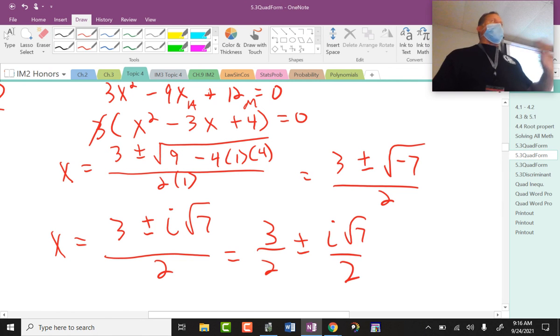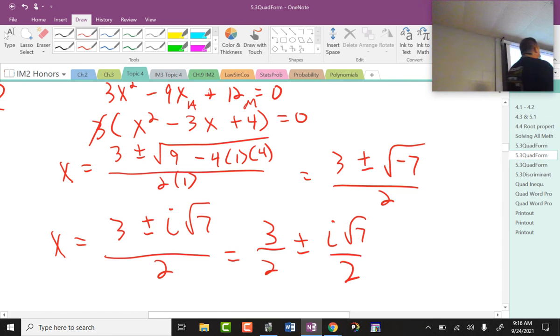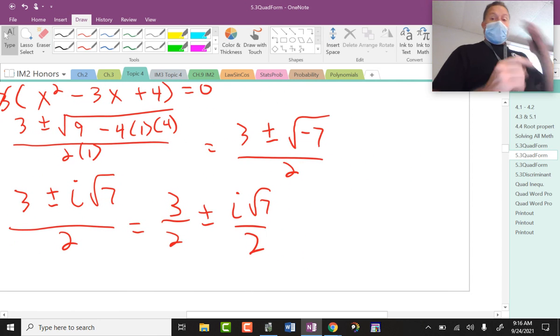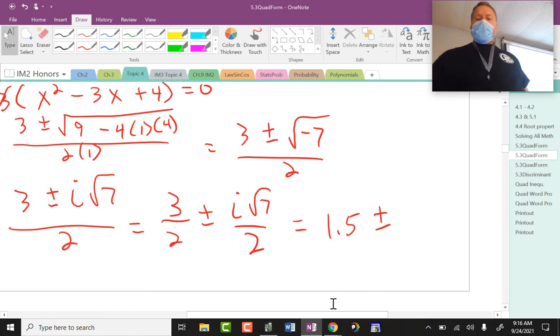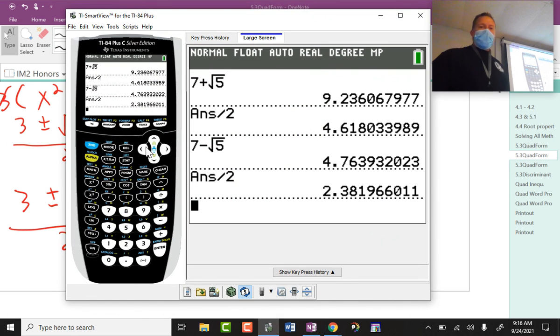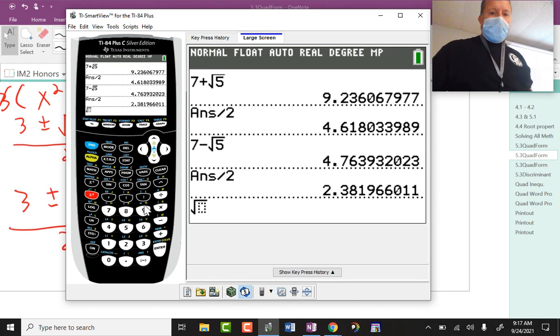You must separate these. You can't add 3 plus root 7. i is like a variable, so I can't put those together. No, you can't. By the way, what's 3 halves? I shouldn't have to go to the calculator for that. What's 3 halves? 1.5 plus or minus. Now I want to go to the calculator and just type square root of 7 divided by 2. Be careful. Is this correct? Square root of 7 square root of 7 divided by 2. Correct? Yes or no? No.